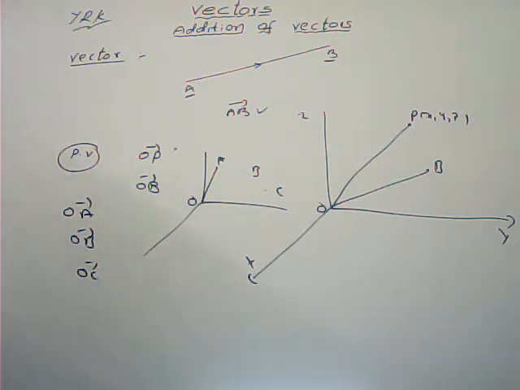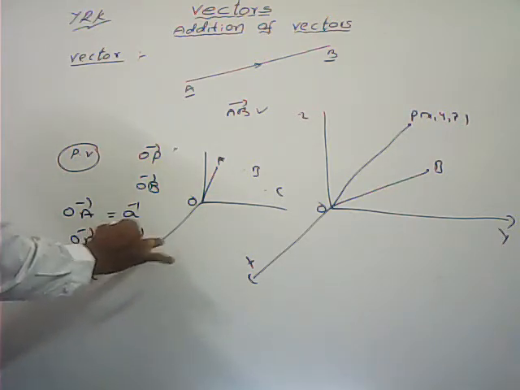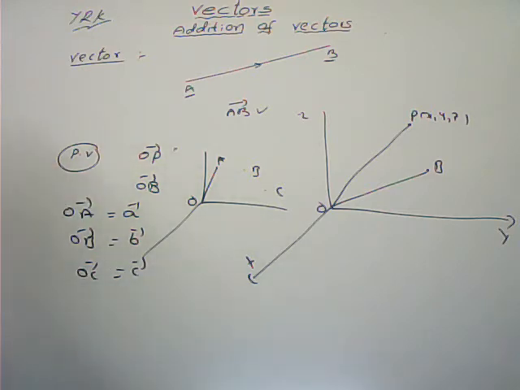In practice the position vectors of these points A, B, C, and so on are denoted by a bar, b bar, c bar. A bar is the position vector of the point A with respect to the origin. OA bar we can write as a bar, OB bar as b bar, OC bar as c bar. In practice we can write that.